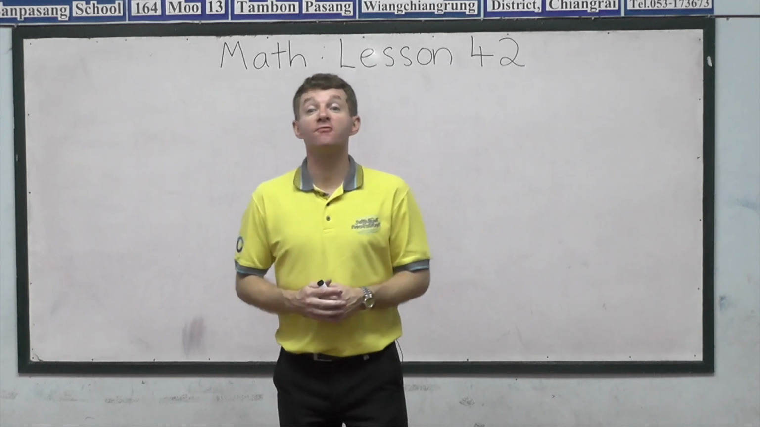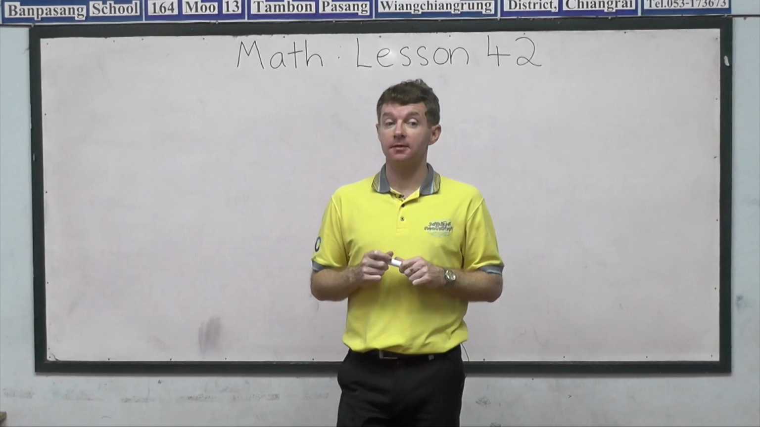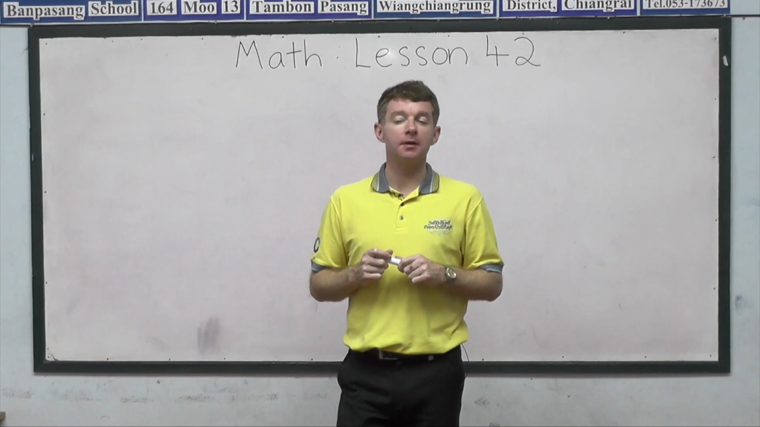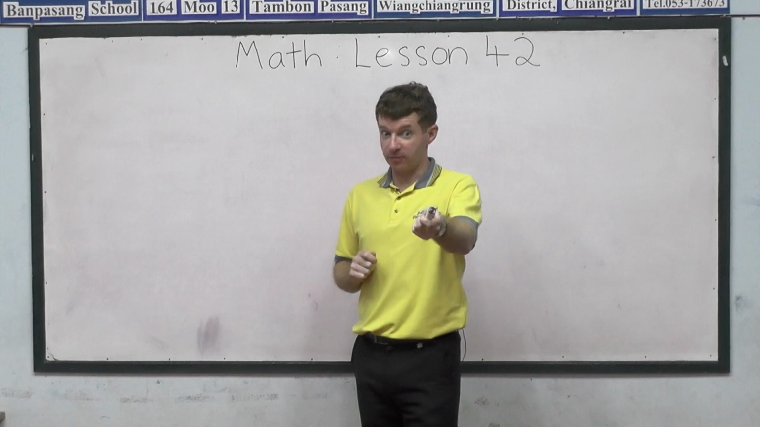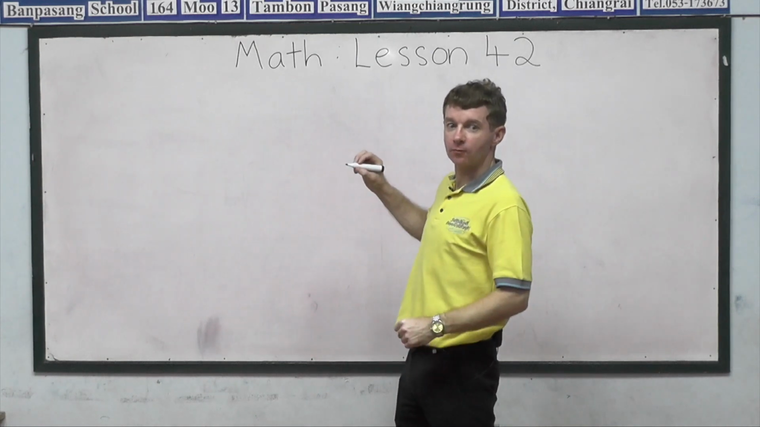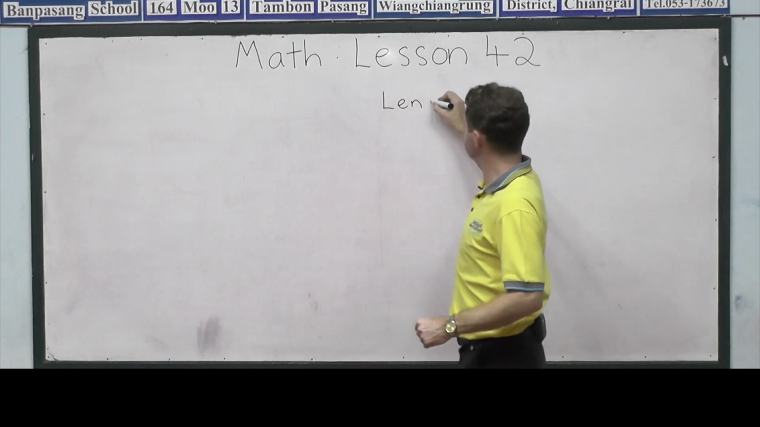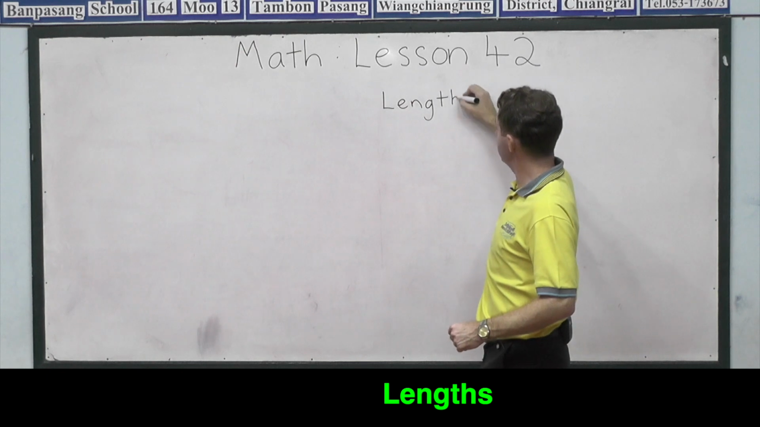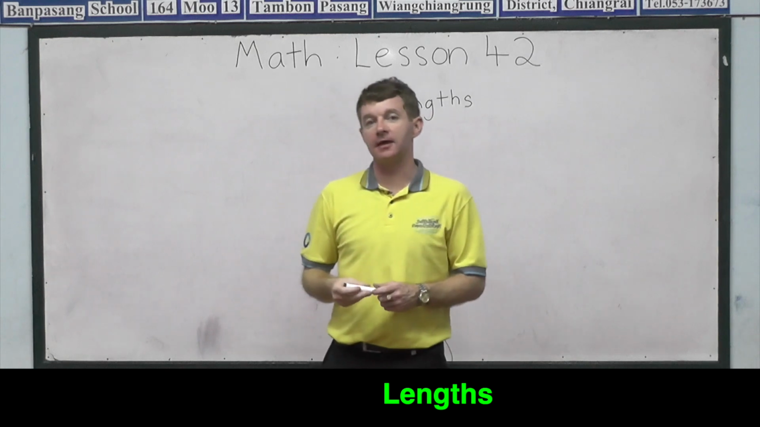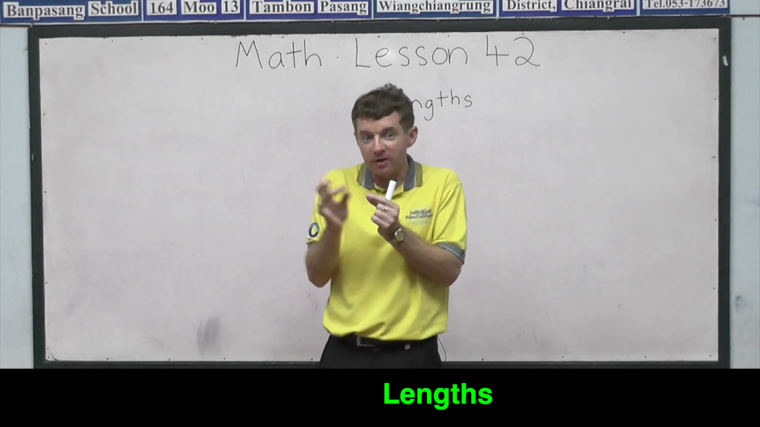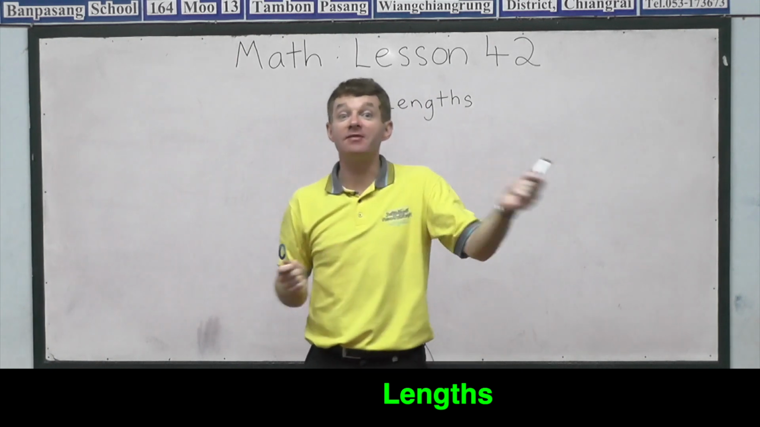So math lesson number 42. Does anybody remember what we've been learning about in math recently? What types of things have we been learning about? Lengths. So lengths, how do we spell lengths? L-E-N-G-T-H-S. So yes, we've been adding and subtracting, but what have we been doing when we've been seeing how long things are? Using a ruler or a meter stick to see.